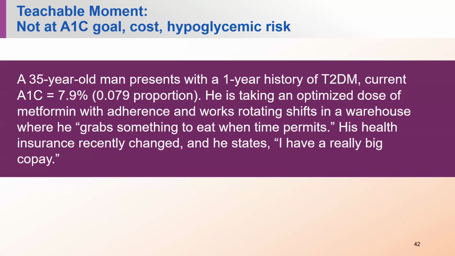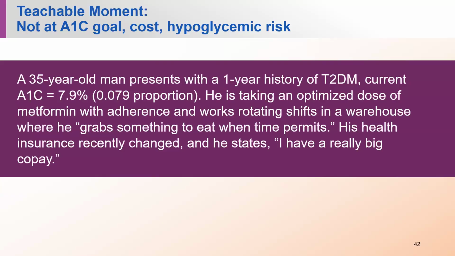So let's take a look at a few things here. Teachable moment. So this is a guy who's not at A1C goal, and we need to consider cost and hypoglycemic risk. A 35-year-old man with a 1-year history of type 2 diabetes and current A1C of 7.9% is in the office. He's taking an optimized dose of metformin with adherence, works rotating shifts in a warehouse where he grabs something to eat as time permits. So what do we hear here? Catch as catch can diet. Catch as catch can. Sound familiar? His health insurance recently changed and he states, I have a really big copay.